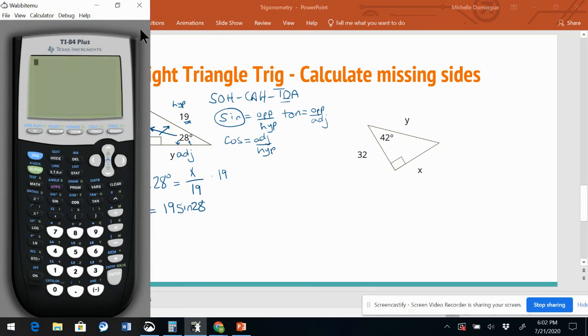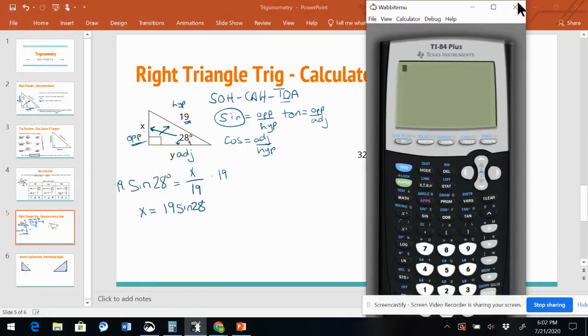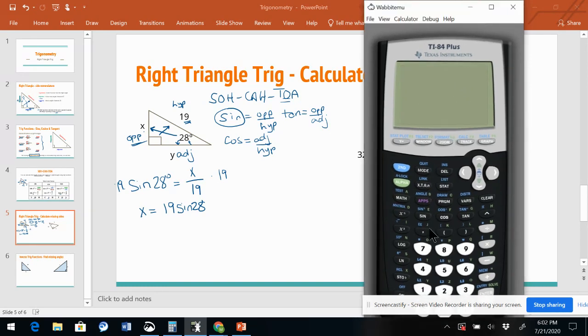But you can also use Desmos. You can go to desmos.com and use the graphing calculator function on Desmos. So I want to plug in my value, 19 times sine of 28. The first thing you always have to do on any graphing calculator, Desmos included, is make sure that you are in degree mode. You do that by going to the mode function. You click on mode, you scroll down, and you're going to go over to degree, highlight degree, press enter, and now you're in degree mode.